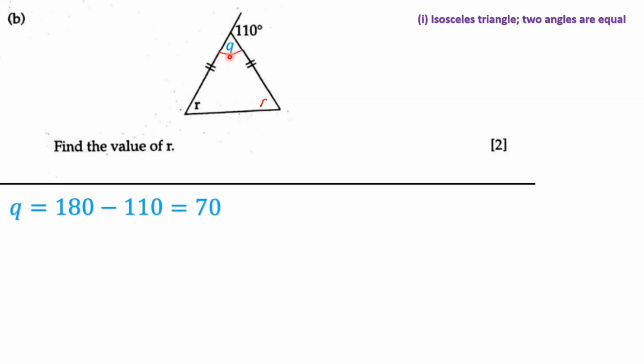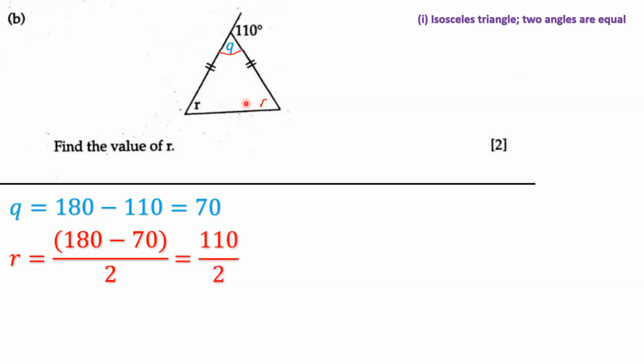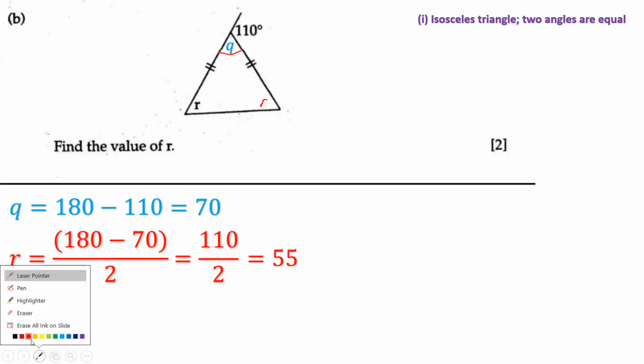But we need to figure out what R is. R is going to be equal to 180 minus 70, all over 2. We divide by 2 because we want to split it evenly. So this is R, this is R. It's going to be equal to 110 divided by 2, which is equal to 55. So that means this is 55 right now, and this one right here is 55.